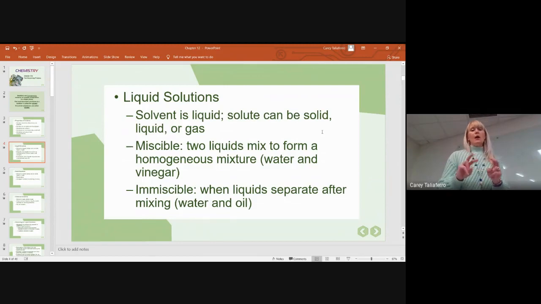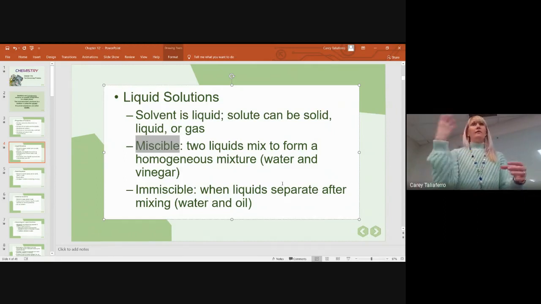Now, when we specifically talk about liquid and liquid mixtures, there are two terms. We've got miscible. What the term miscible means is that the two liquids mix together and form a homogeneous mixture. So with water and vinegar, you pour the vinegar into the water, you're not going to see the difference, and the vinegar basically dissolves into the water.